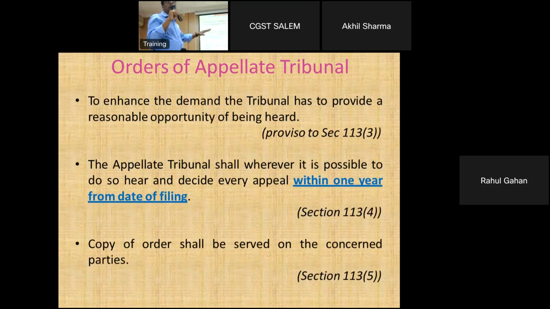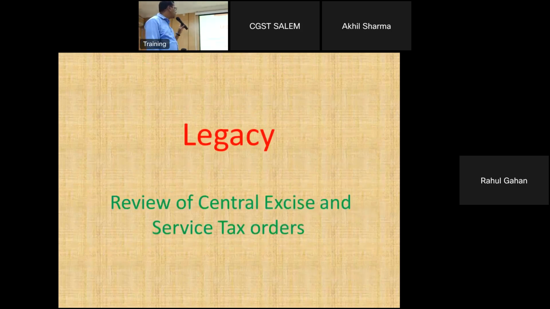The next part is legal: High Court and Supreme Court. It will be filed before them and decided. I don't know whether you followed it or not, but he has taken a study. Tomorrow, Nagendra Patel will take adjudication. Then before finishing, we will go to legacy. Legacy is review of central excise and service tax orders.